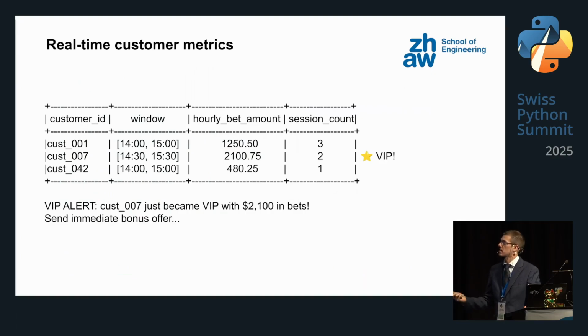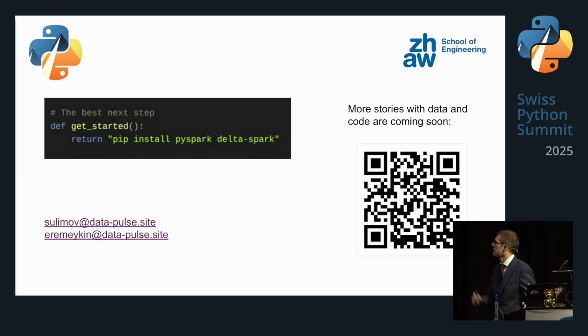If you're fast enough in reacting to your clients, especially VIP clients, they're super happy when you react immediately. For example, you give them some bonus or offers. And as a business, you just make money. That's it. What do you need to do? You just need to pip install pyspark and delta-spark, and start making money.